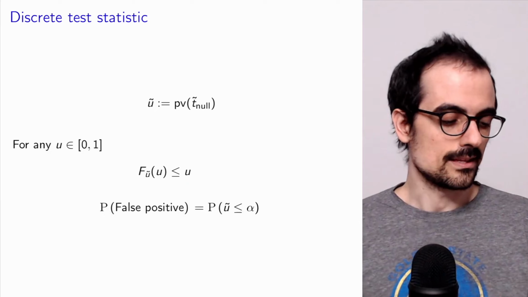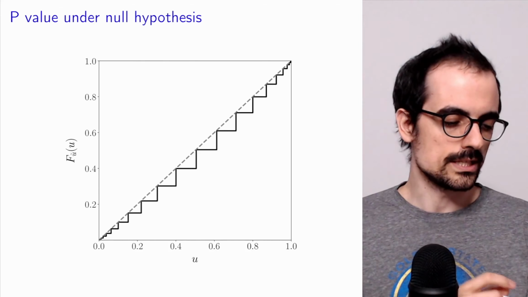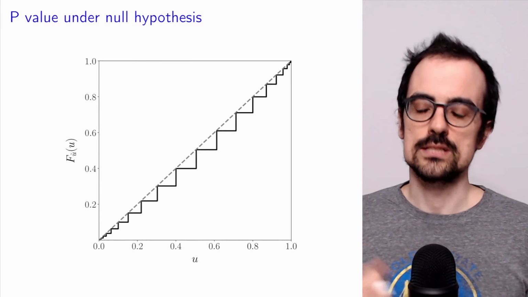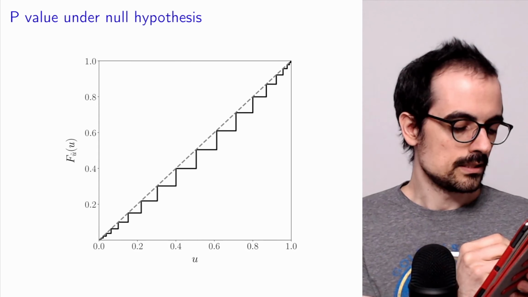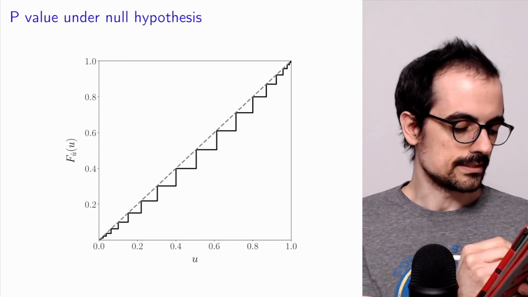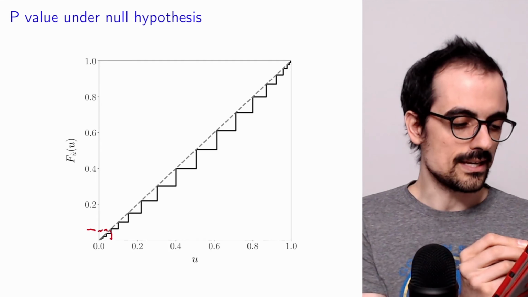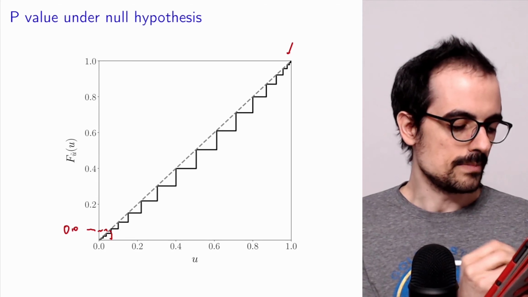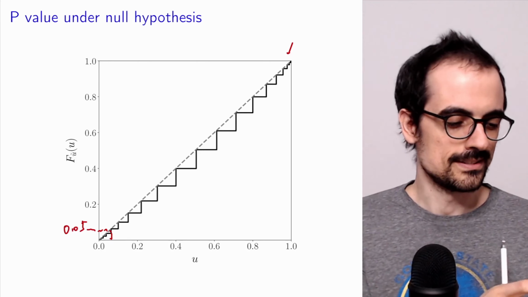So a picture, I think, is more helpful. Well, let's look at the picture and then we'll come back to this. The picture looks like this, basically. We can show, in a very similar way to how we did for the continuous test statistic, that if you look at the probability that u is below, let's say, 0.05, the CDF always stays below this diagonal line, which means that the probability of being below 0.05 is below 0.05.